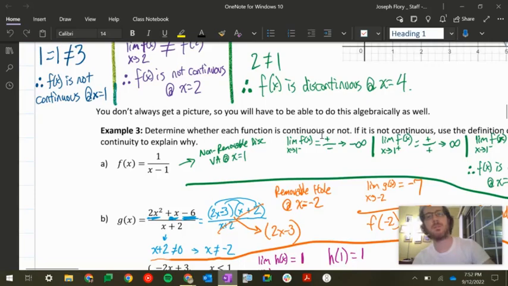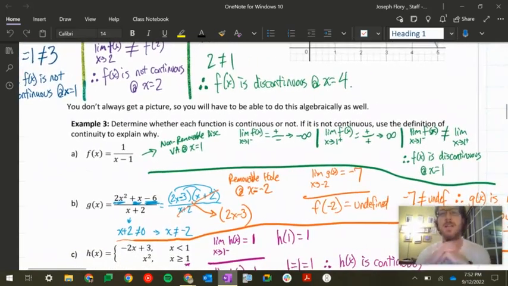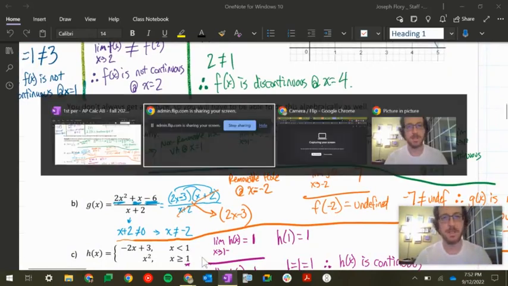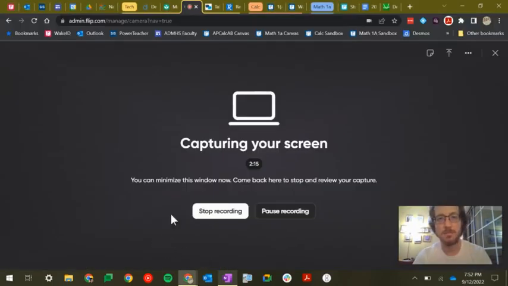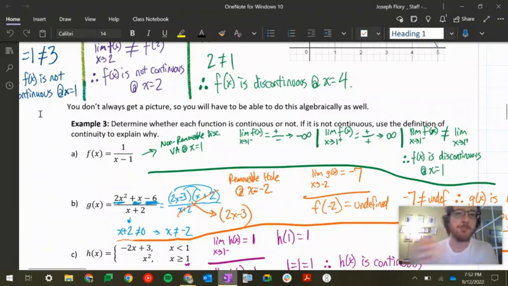Example 3 says, determine whether each function is continuous or not. If it is not continuous, use the definition of continuity to explain why. All right, I'm going to go kind of quickly through these because I think I'm running out of time. 2 minutes left. All right.